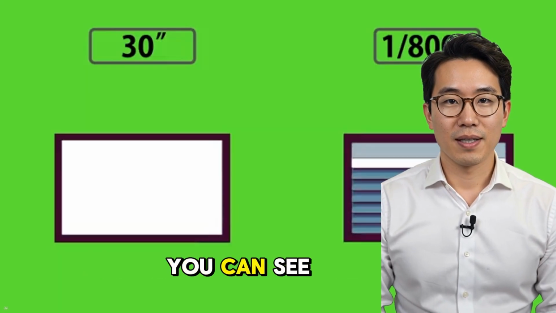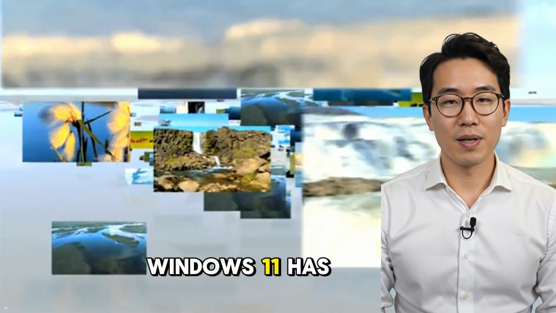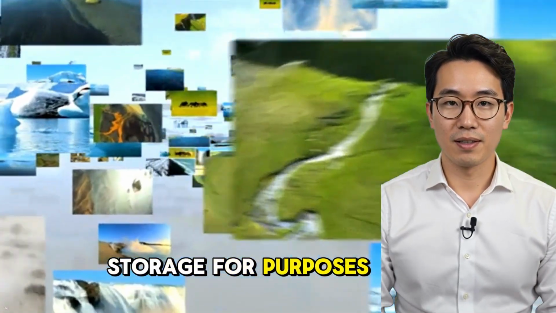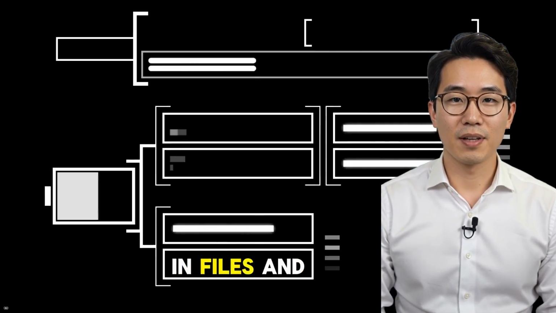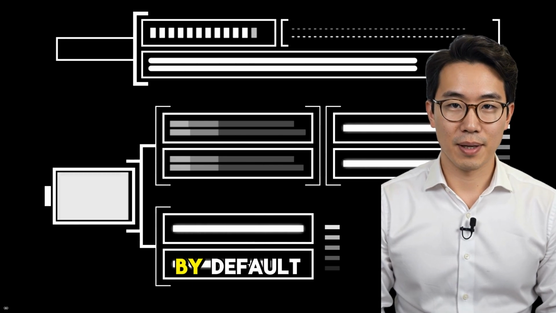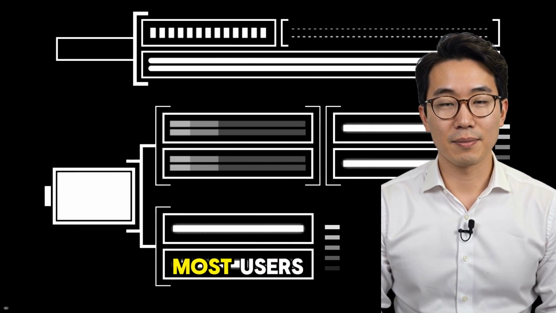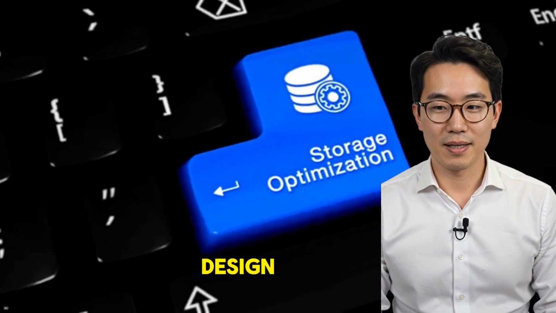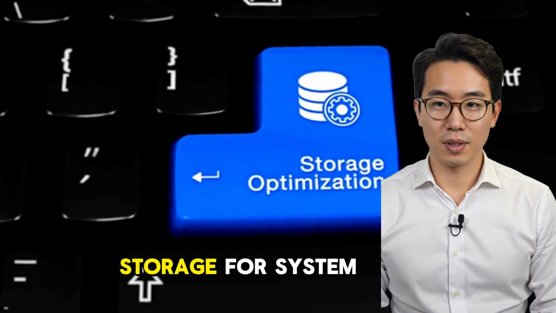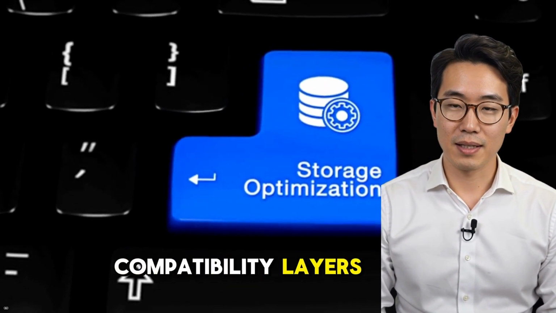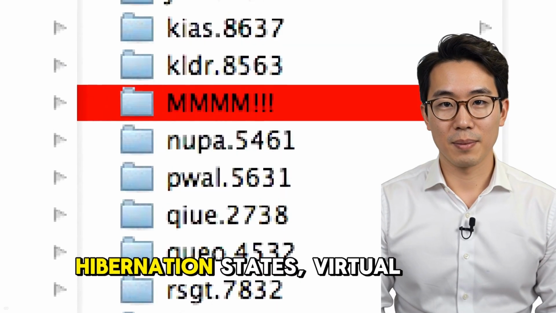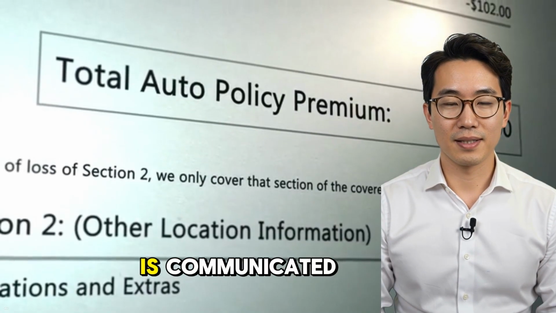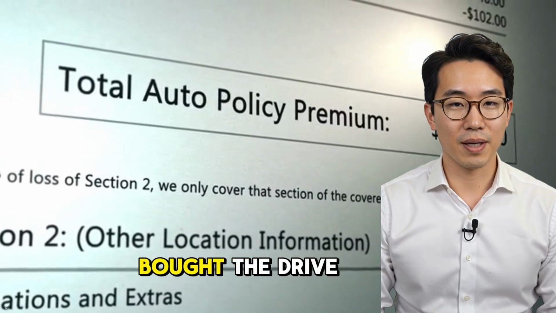Somewhere between what you can see and what you have, Windows 11 has quietly consumed over 100 gigabytes of your storage for purposes that were never explained to you. In files and folders that are hidden from view by default, running processes that most users have no idea exist. This is not a bug, this is by design. Windows 11 reserves storage for system functions, compatibility layers, update infrastructure, hibernation states, virtual memory, and component backups. And none of this is communicated clearly to the person who bought the drive.